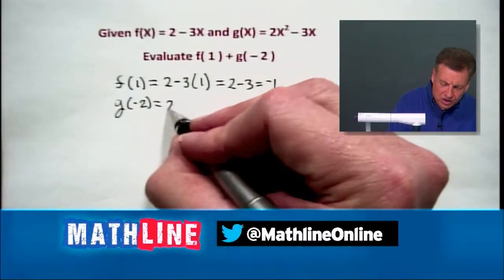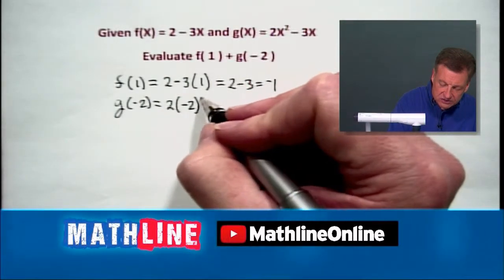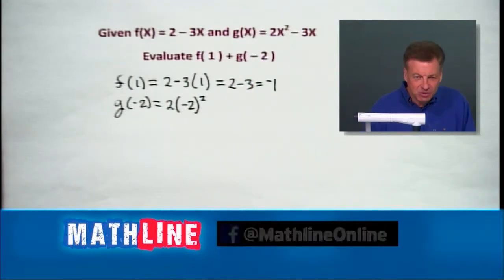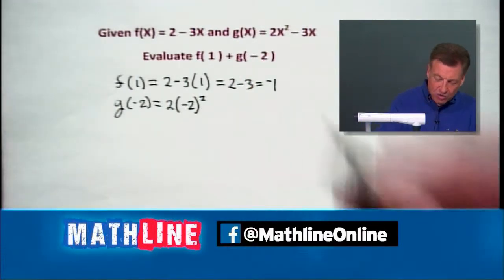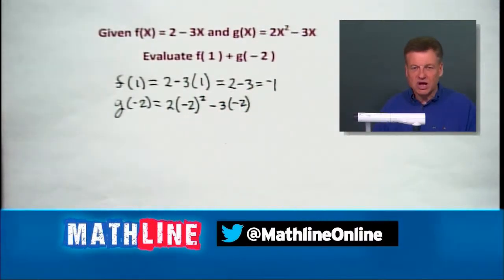We got a 2, and we're going to put in a -2 and square that. Oh, some of you are going like, that must be that please excuse part, or that parentheses exponent moment. Yes, we've got that coming our way. Minus 3 times -2. Anything else? That's it, isn't it?